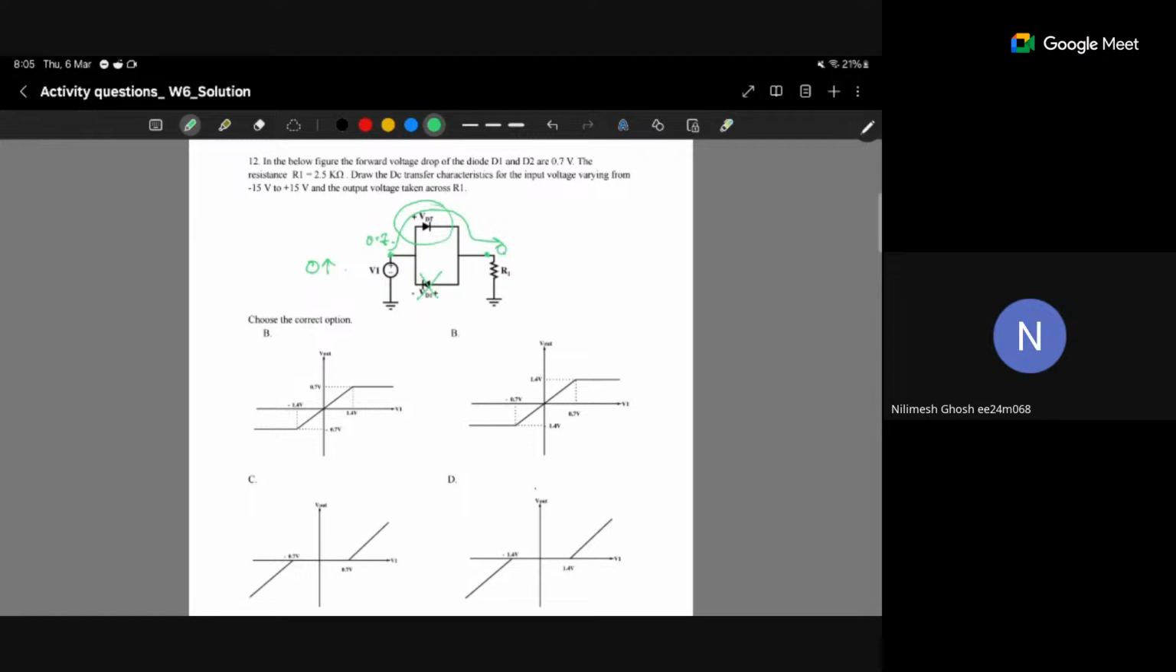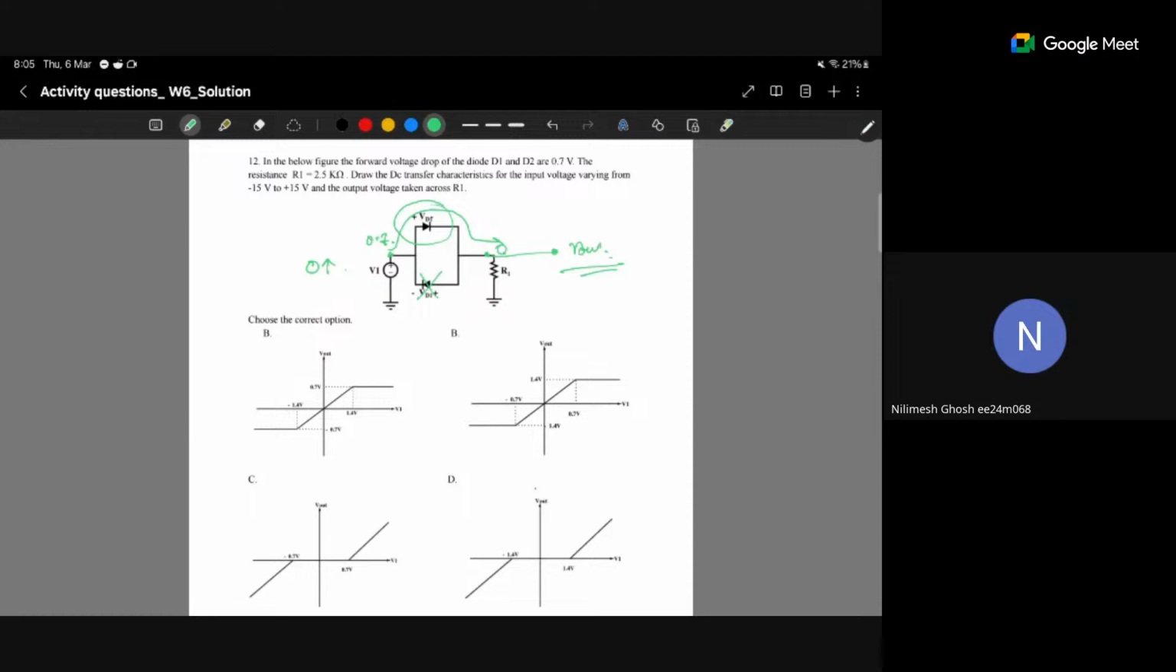And what will be the amount? My question is, after crossing 0.7 volt, what will be V out here? 15 minus 0.7. 15 minus 0.7 volt. Exactly. Okay. So just after crossing 0.7 volt. No. After, why 15 minus?